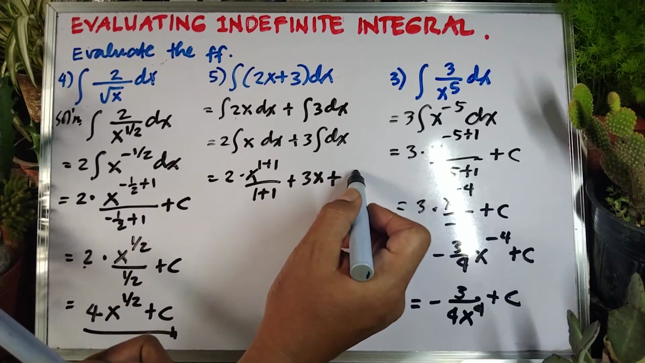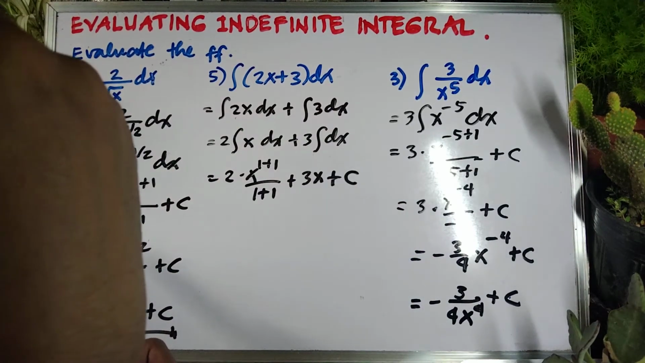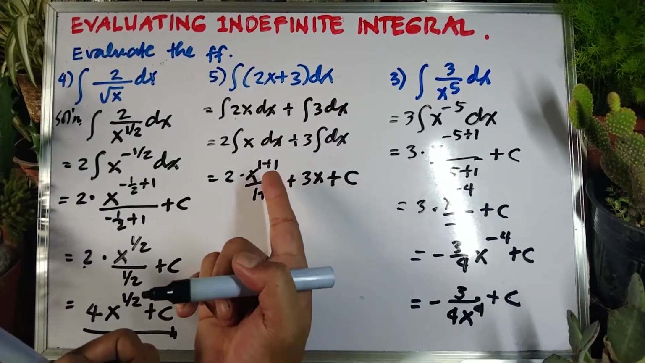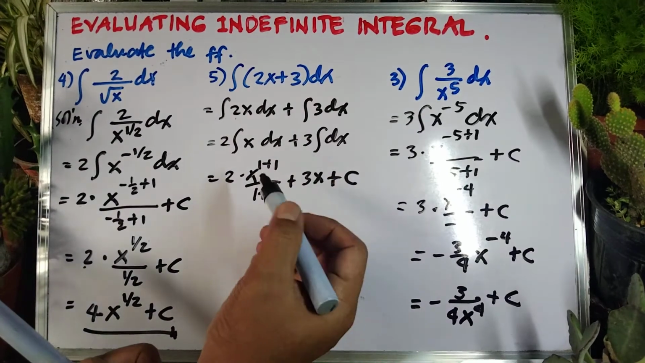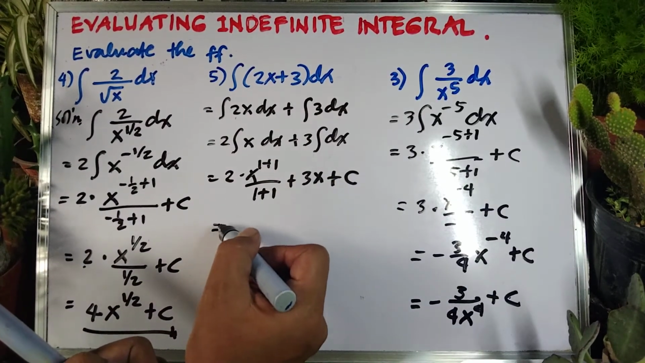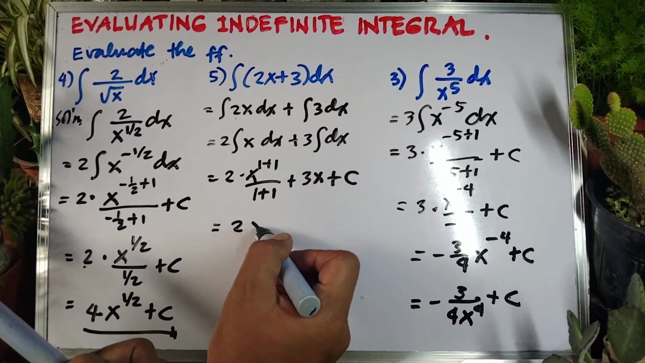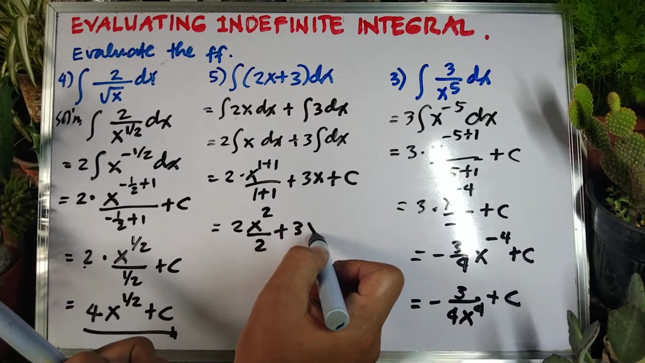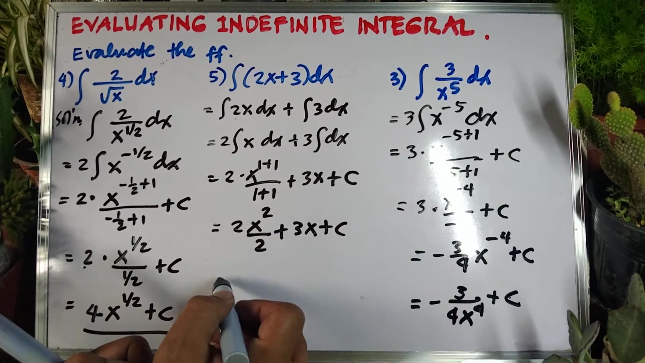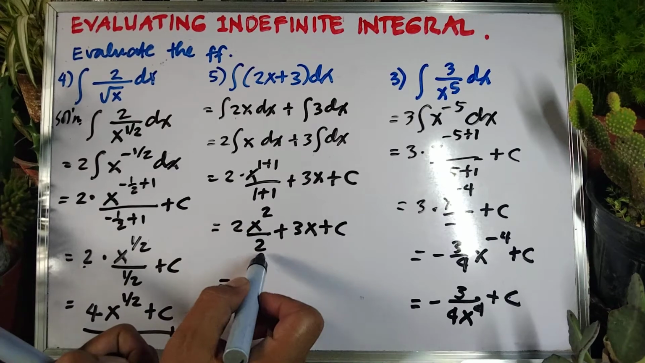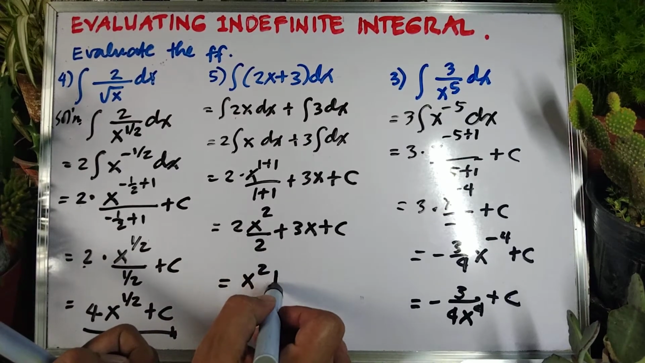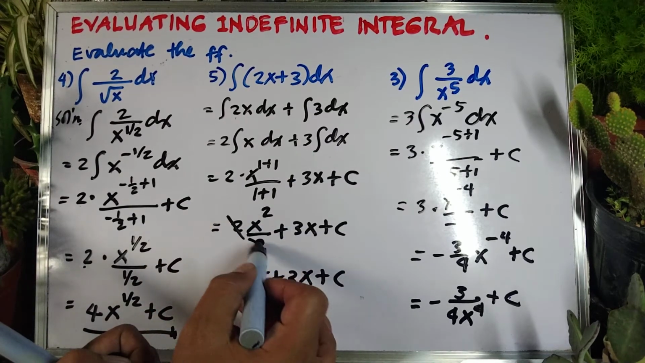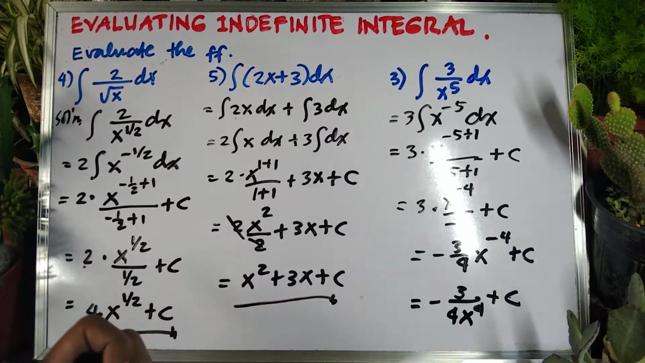Then don't forget to write c. Right? You only write c once. Don't forget that. No matter how many terms, there should be only one c. Okay. Let's simplify further. You have 2 times x squared over 2 plus 3x plus c. So, 2 divided by 2 is 1. So, it is just x squared. X squared plus 3x plus c, because that cancels. And that is your final answer.